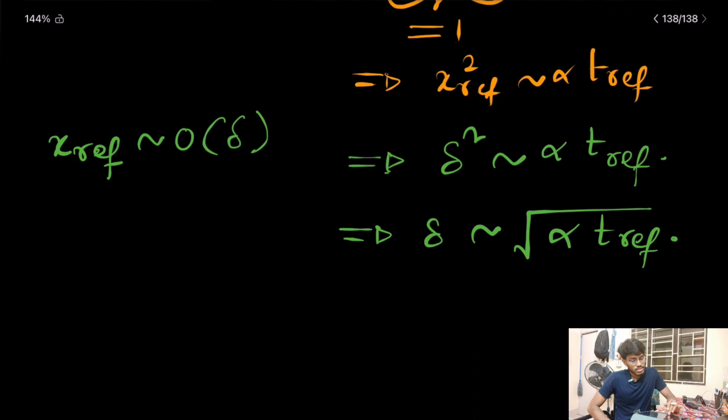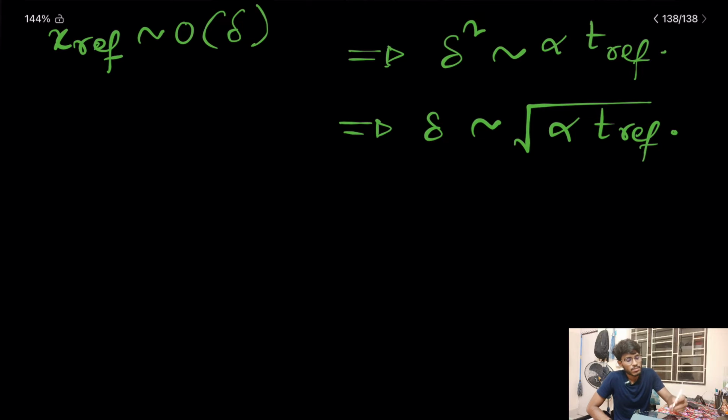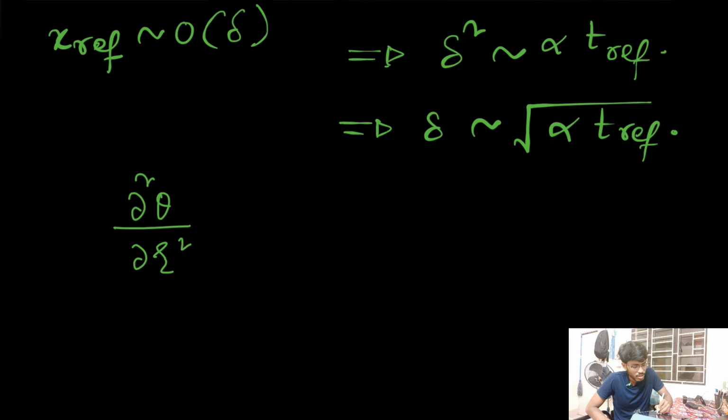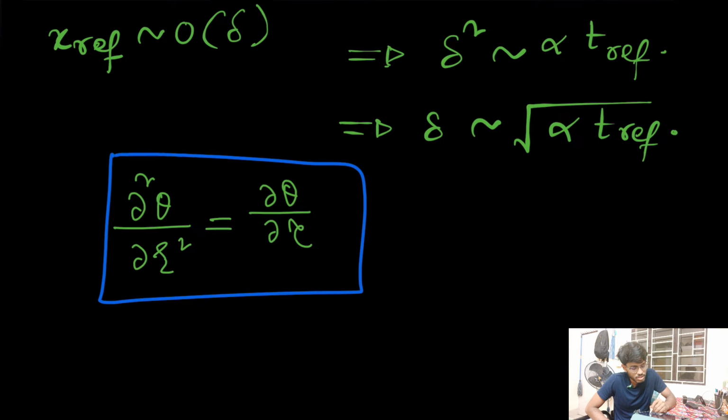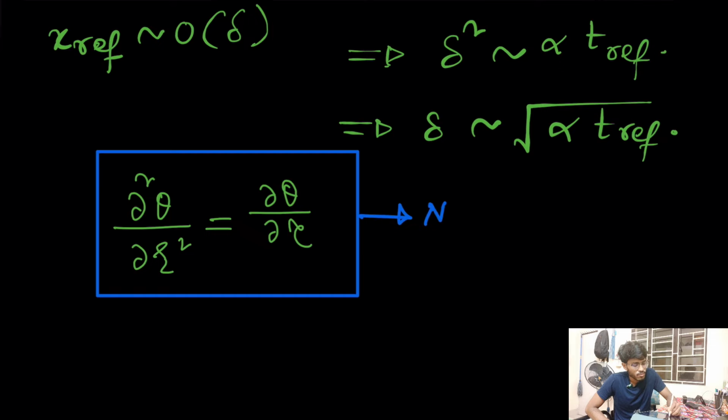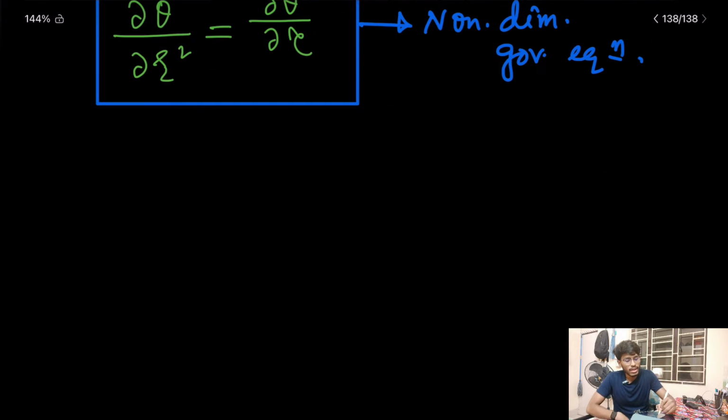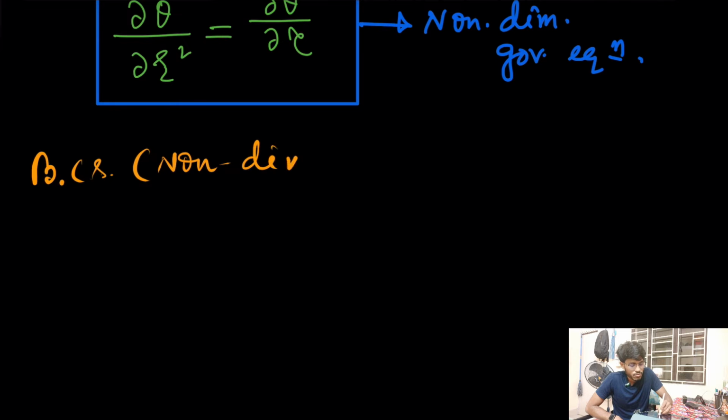Okay. So now let me again just proceed. So my non-dimensionalized governing equation is this one is equal to this, right? So I will again just keep it inside a box and I will write in a short form non-dimensionalized governing equation. So if now I write the boundary conditions quickly and obviously non-dimensionalized, okay.